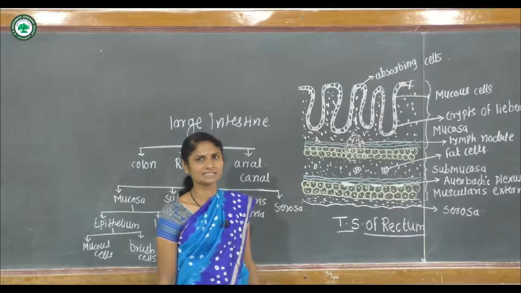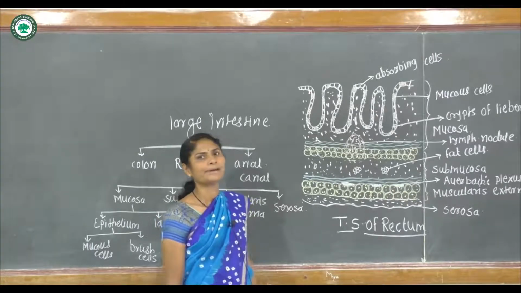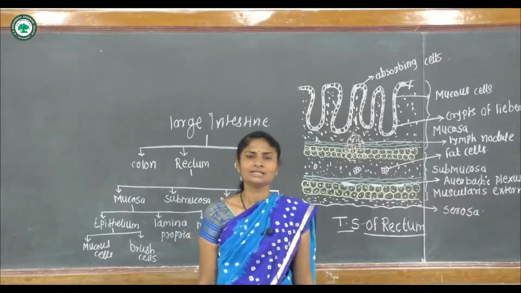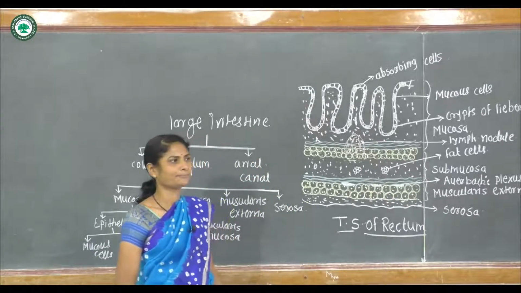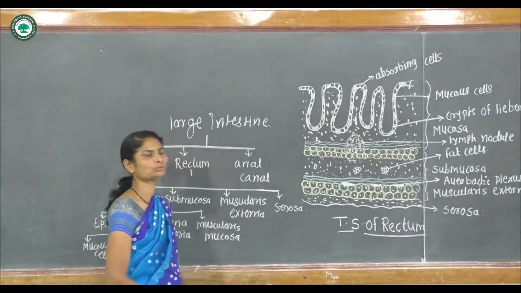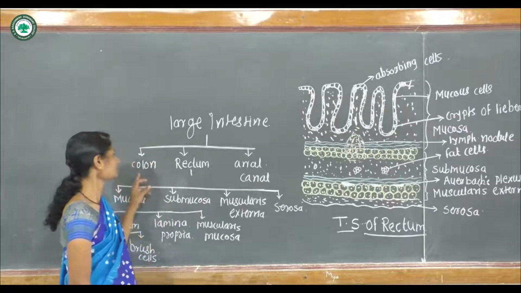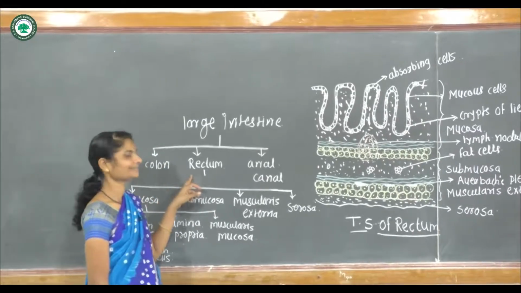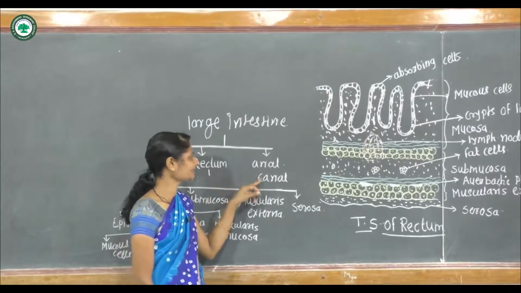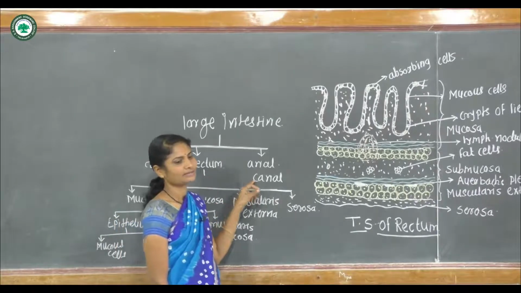Third year class, paper number 2nd, Mammalian Histology. The large intestine is mainly divided into 3 segments: first colon, second rectum, and third is anal canal.